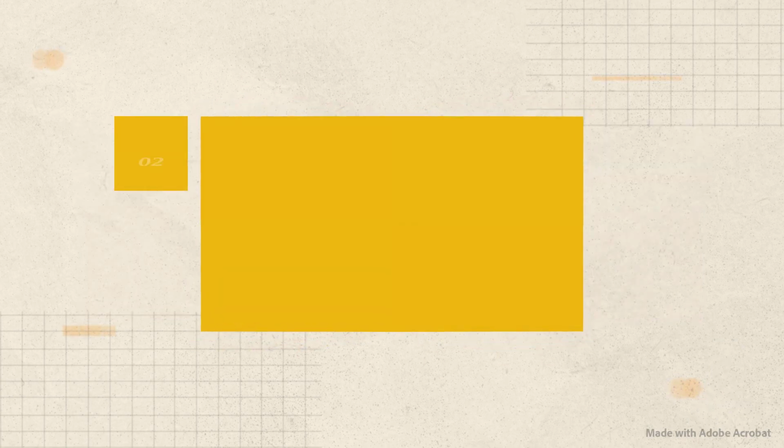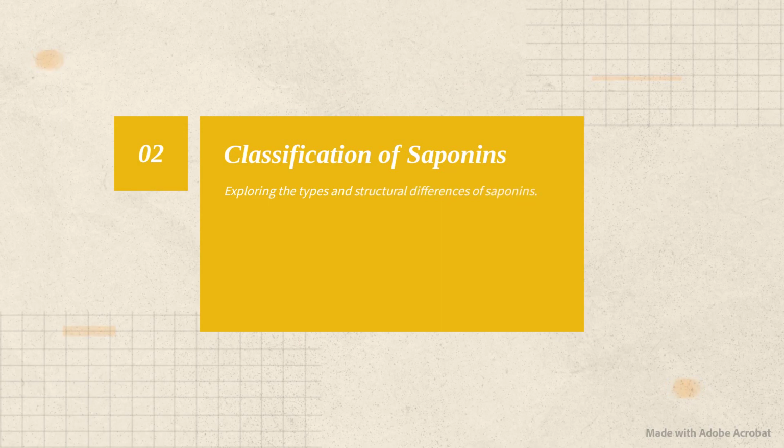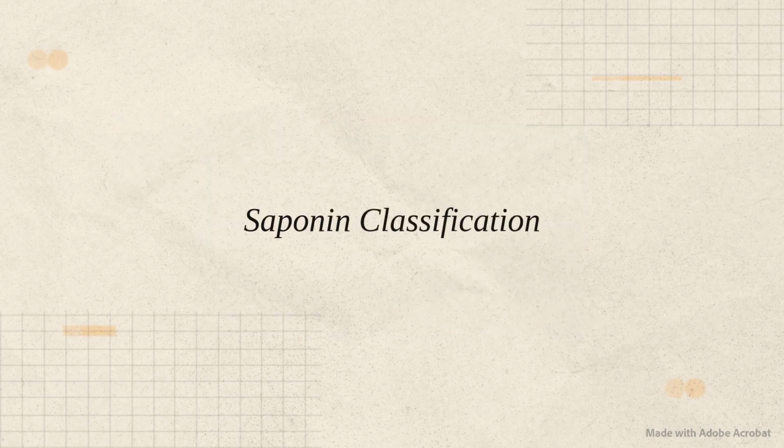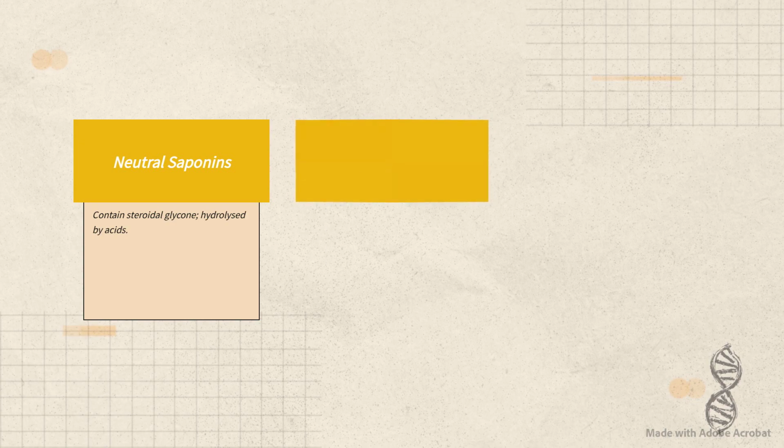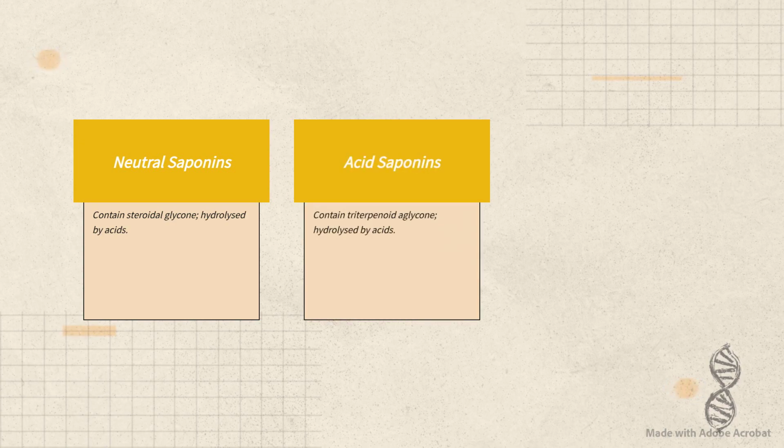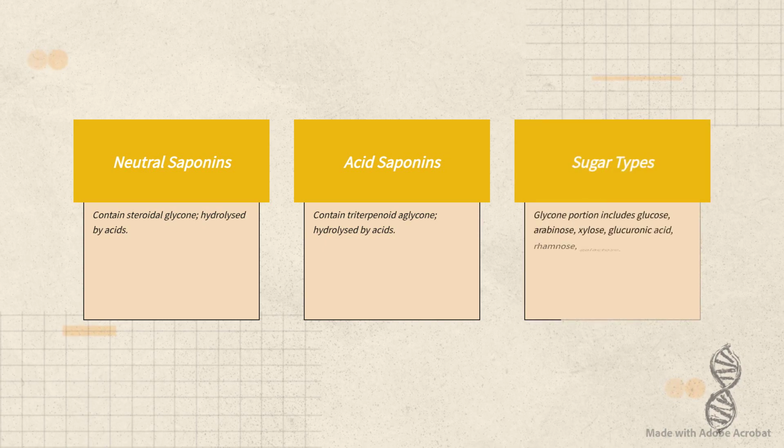Not all saponins are the same. In this topic, we'll break down their classification and see how their structure influences their function. Saponins are classified based on their glycone and aglycone components, with different sugars and core structures. Neutral saponins contain steroidal glycone and can be hydrolyzed by acids. Acid saponins contain triterpenoid aglycone and are also hydrolyzed by acids. Sugar types in saponins include glucose, arabinose, xylose, glucuronic acid, rhamnose, galactose, and methylpentose.